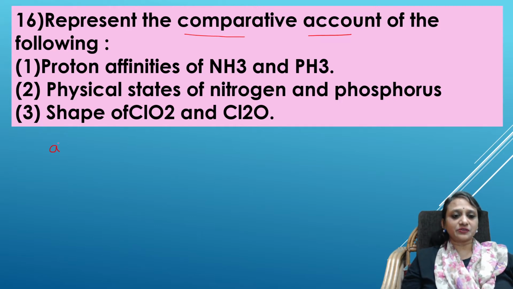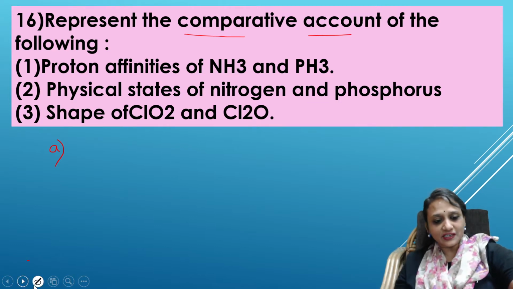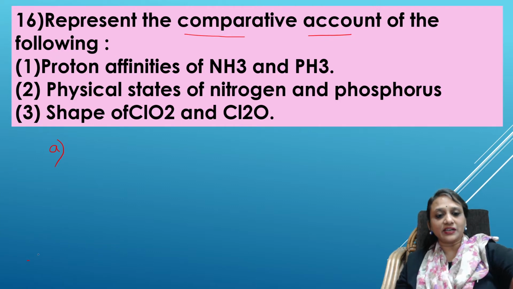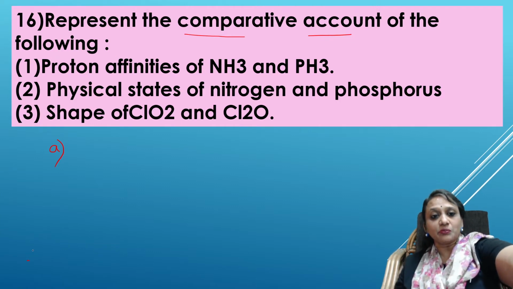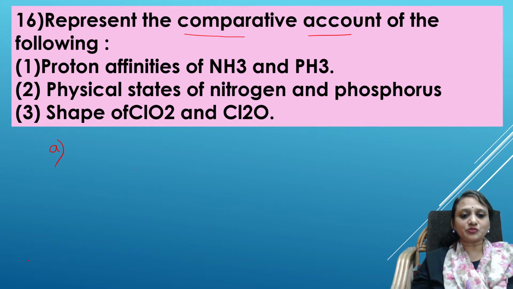Let us take the first question. What do they give me, students? Proton affinities of NH3 and phosphine. Proton affinities of ammonia and phosphine. So basically, first of all, let us write ammonia here, then let us write phosphine here. So what did they say?